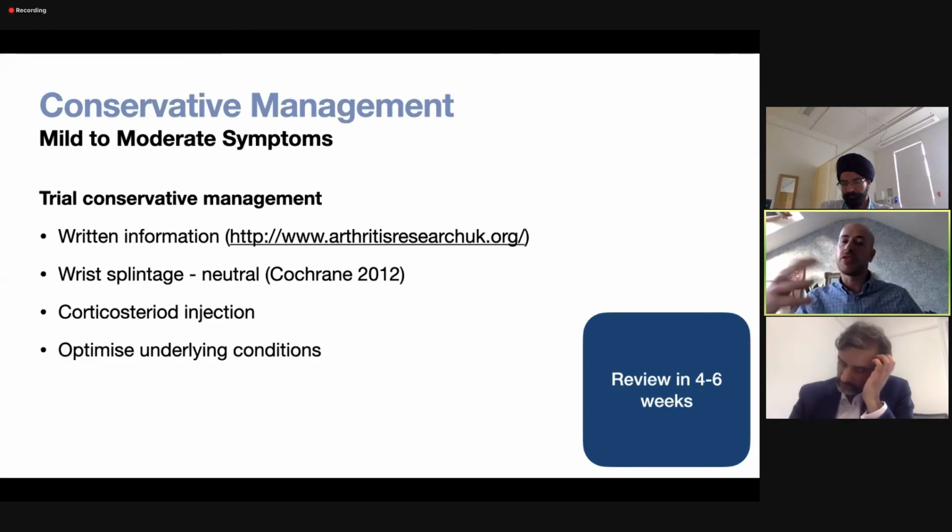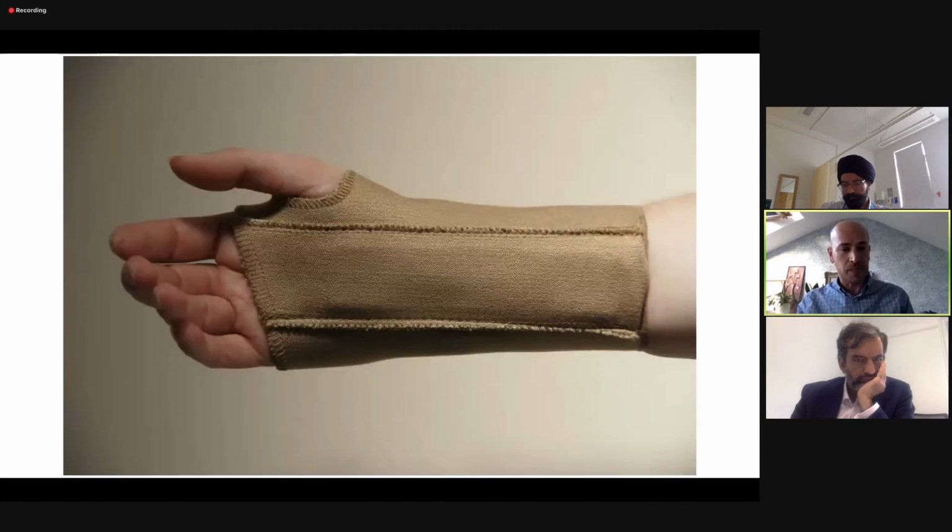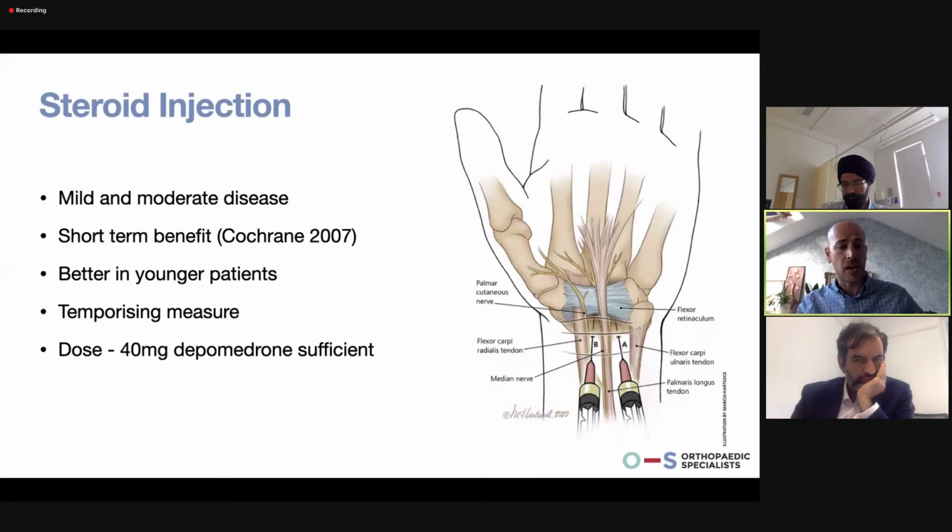And this goes back to what we were mentioning earlier on, not letting patients suffer with the condition for long periods, as some of the problems can be irreversible. So steroid injection, again, mild, definitely, and maybe moderate disease. Interestingly, a Cochrane study suggests a short-term benefit from a steroid injection. This was back in 2007.